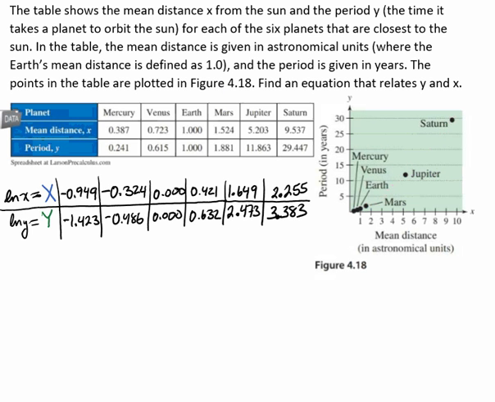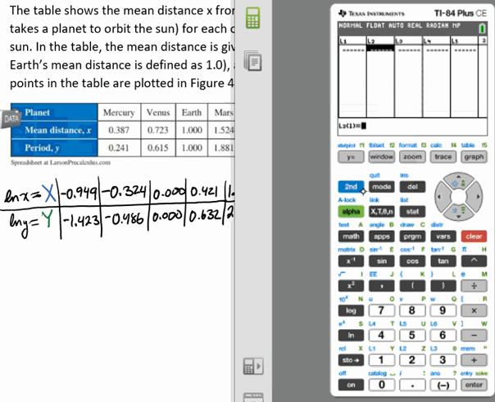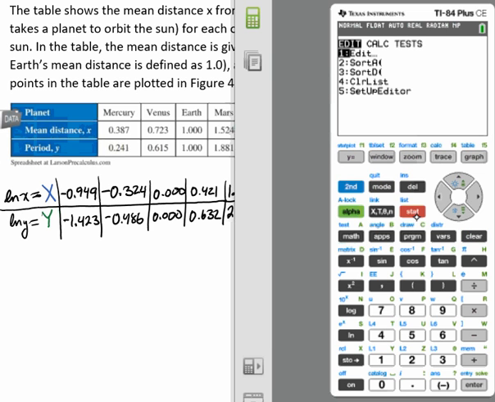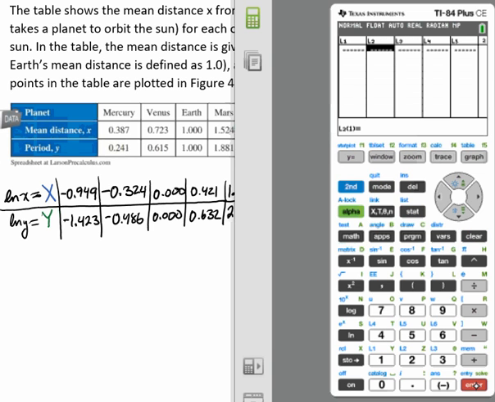Now that we have all those values, we're going to be entering those into our calculator. So go ahead and pull up your calculator and go to Stat, Edit, and here we're going to enter in our list. So our capital X will be in list 1 and our capital Y will be in list 2. So we'd have negative 0.949 and negative 0.324 and so on. So I'm going to let you go ahead and do that.